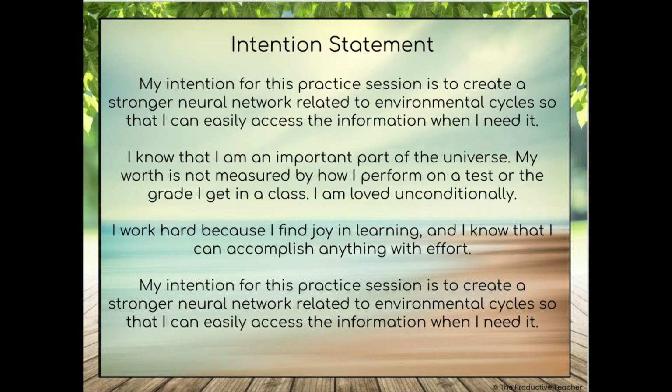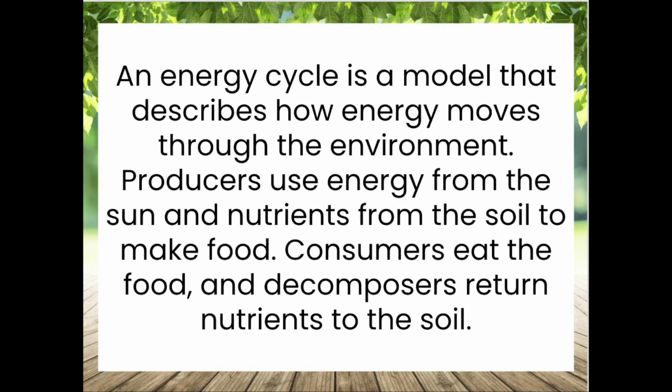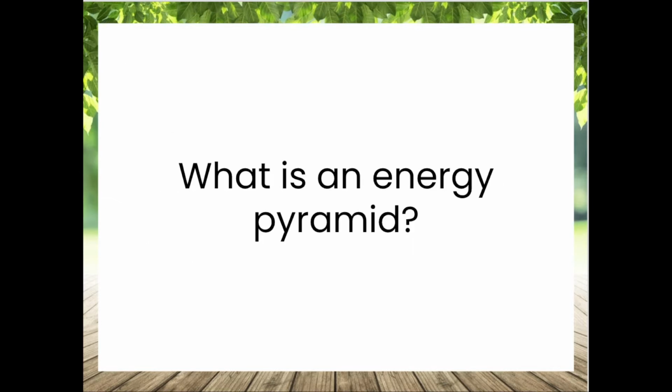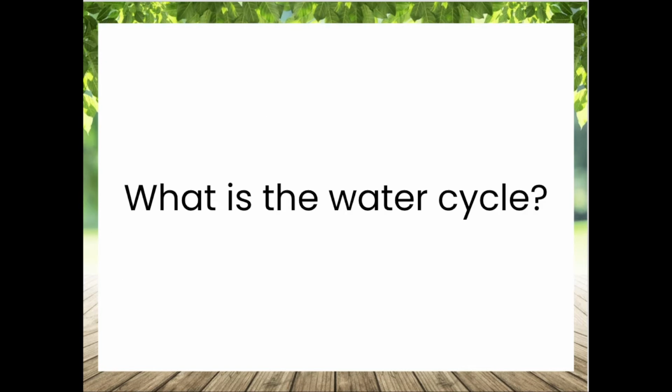Let's get started. What is an energy cycle? An energy cycle is a model that describes how energy moves through the environment. Producers use energy from the sun and nutrients from the soil to make food. Consumers eat the food, and decomposers return nutrients to the soil. What is an energy pyramid? An energy pyramid is a model that shows how energy decreases as it moves up the food chain. Only about 10% of the energy from one level gets passed on to the next level.